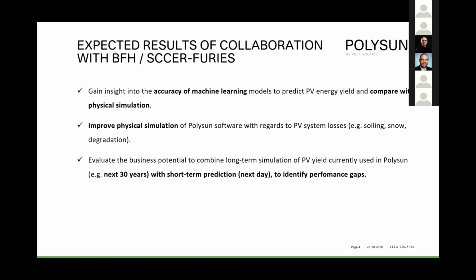And also, the third part is the evaluation of the business potential, because we have the long-term PV yield simulation with our own software, Polysun. We have the short-term prediction for the next day with a machine learning algorithm. And of course, we have, with a system in operation, the actual measured data. And we can combine these three to identify, again, performance gaps and see if the system is really working at its best, as it should be. And we believe here is another business potential that we would like to explore more.